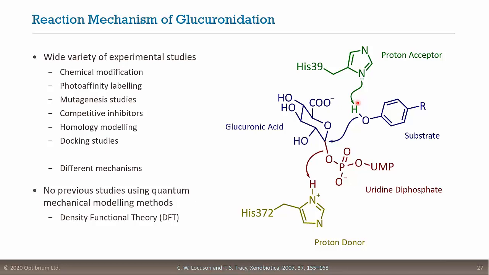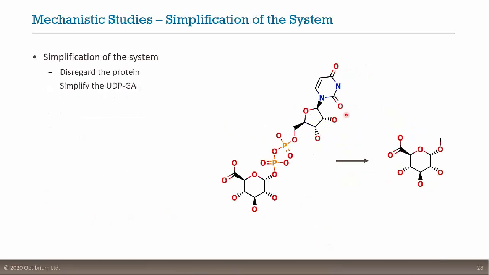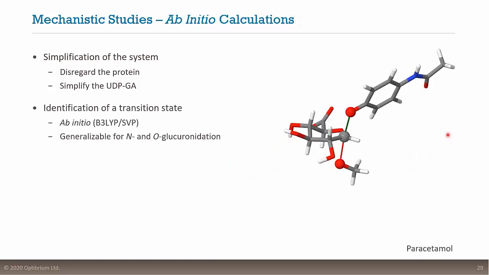But to our surprise, there were no previous studies using quantum mechanical modeling methods. So that is essentially what we did. And I should also say that we did a little bit of simplification with the cofactor of UGTs as well. So instead of this big molecule, we ended up with the glucuronic acid with the small methoxy group over here. The way we did it was fairly similar to the FMO, so I'm not going to repeat myself here. And the reaction mechanism we decided to use is very similar to the one which you already saw.